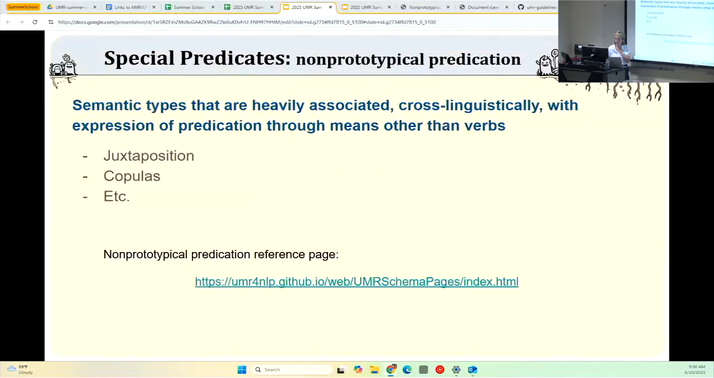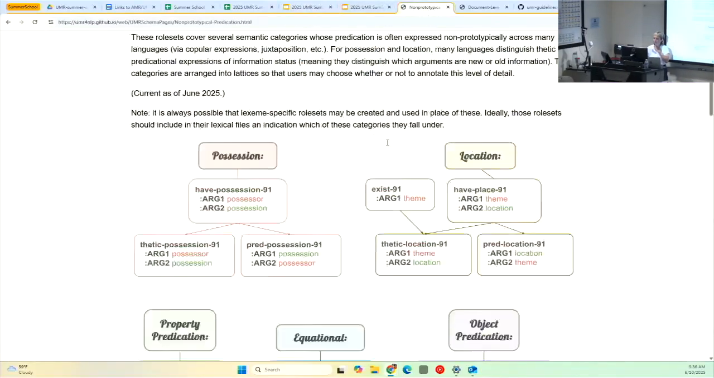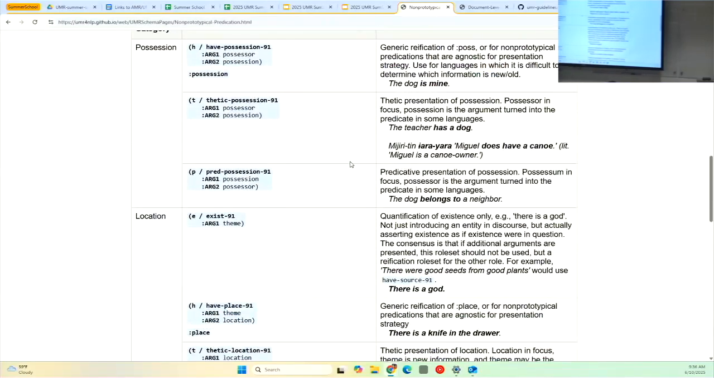Oh, I don't have notes. I think I deleted my notes. All right. Oh, you know what? I have it defined down here. Okay.